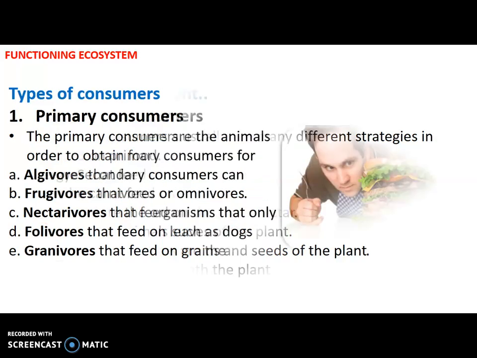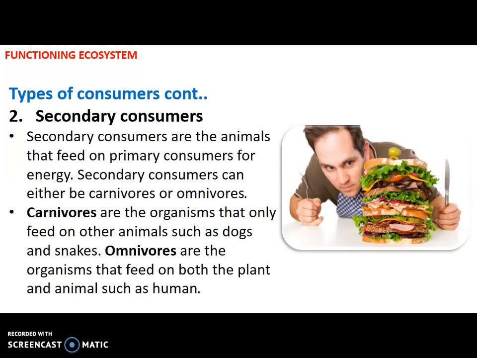Now let's go to the secondary consumers. The secondary consumers don't depend directly on the producers, but they depend directly on the primary consumers. They feed on the primary consumers to obtain their own energy. Now they can either be carnivores or omnivores. Examples are dogs, animals, and snakes. There are numerous organisms that depend on the primary consumers.